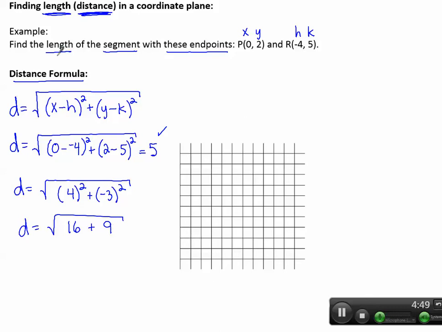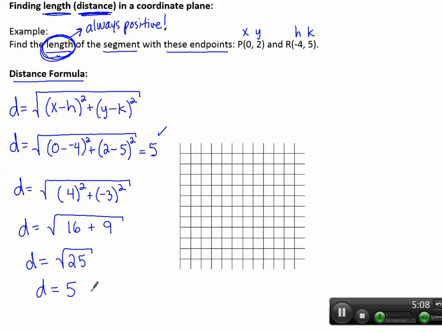Remember that when we find length, that is always positive. We square the numbers, we get a positive. We take the square root, we get a positive. This makes 16 plus 9 into 25, and the square root of 25 is 5. But straight from here, we can use the calculator to also get 5 right away.